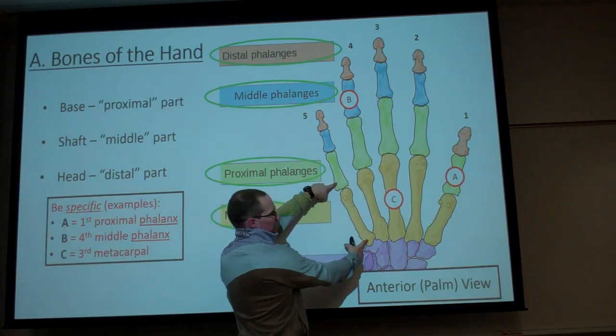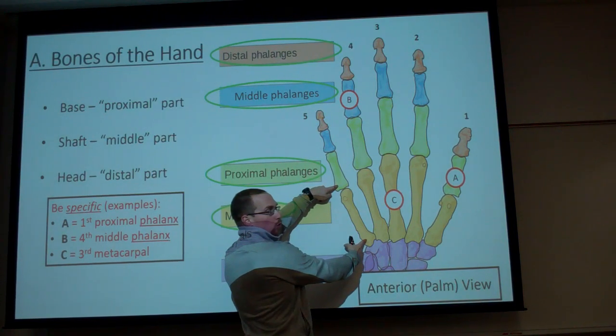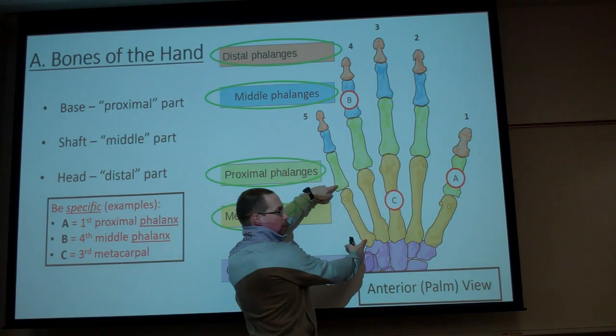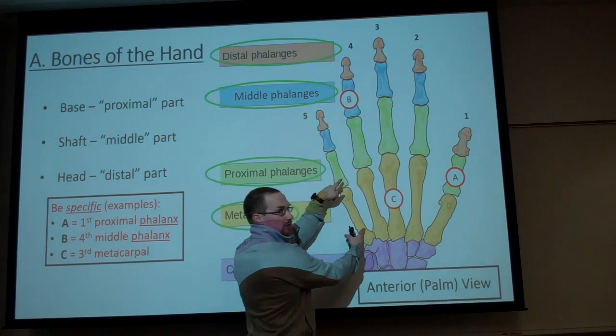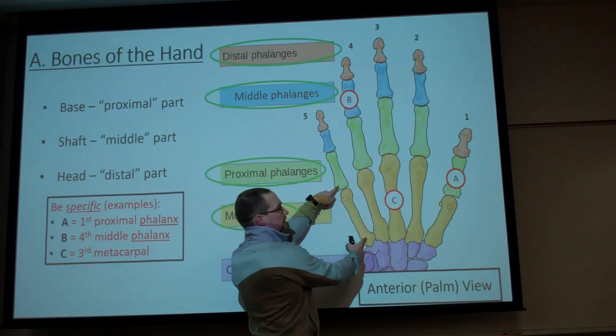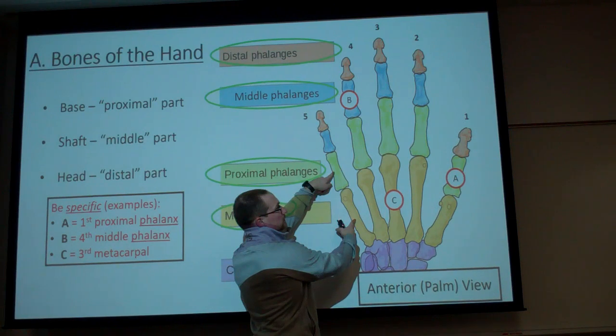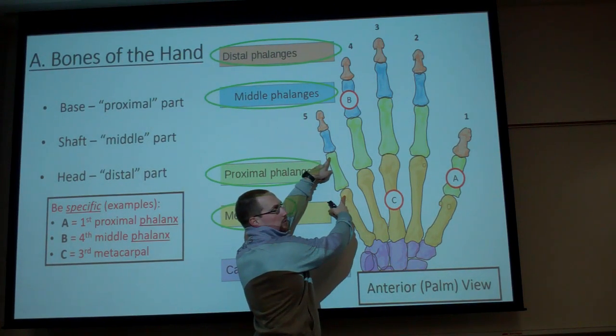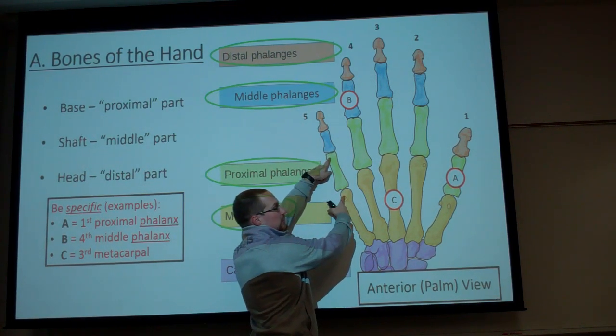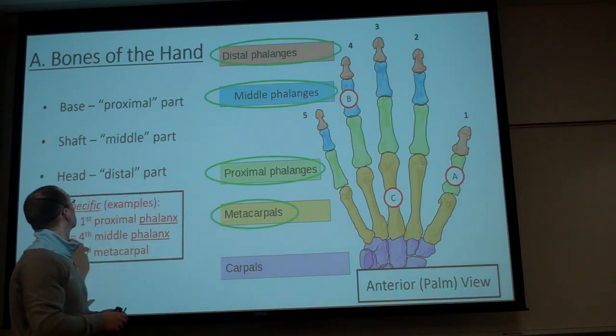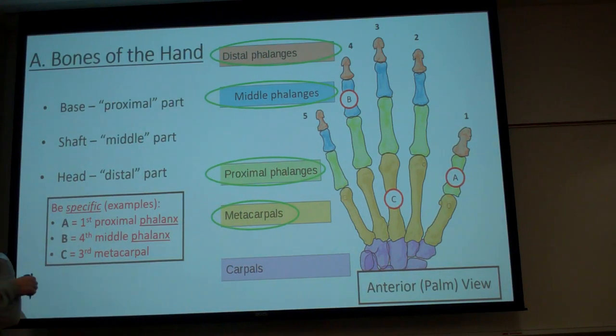Base is a part of the bone, the phalanx or the metacarpal. It's going to be closer to the wrist. It's more proximal. Then we got the shaft in the middle. And then further out, the furthest end, that's going to be the distal end. That's going to be the head.